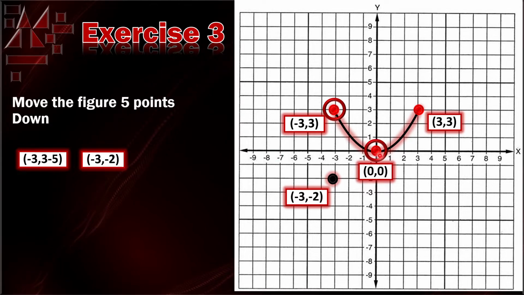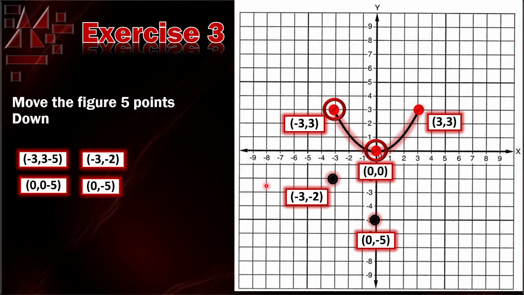And this point here, 0 and 0. You will take 0 and 0 minus 5. So the new point will be 0 and negative 5. So the new point will be here. And the last point, which is 3 and 3.